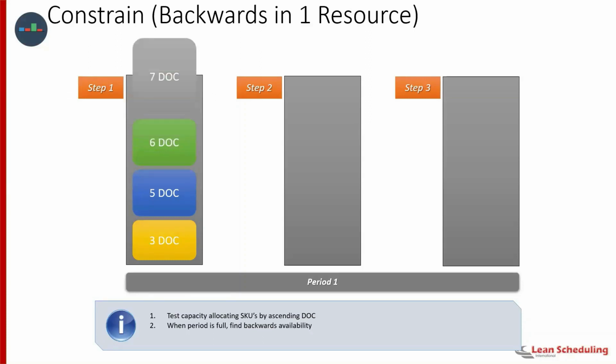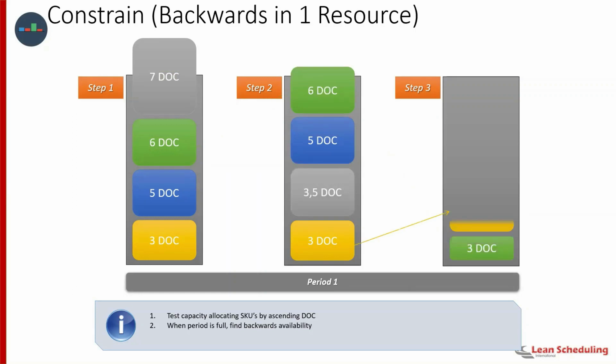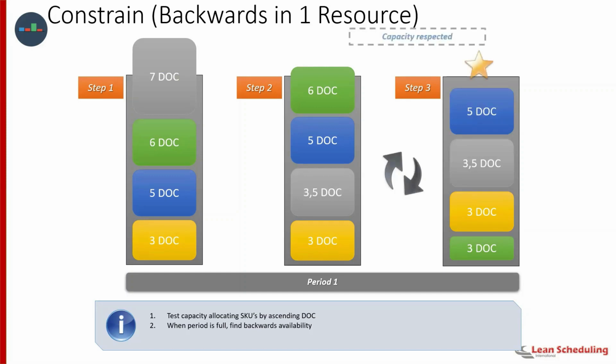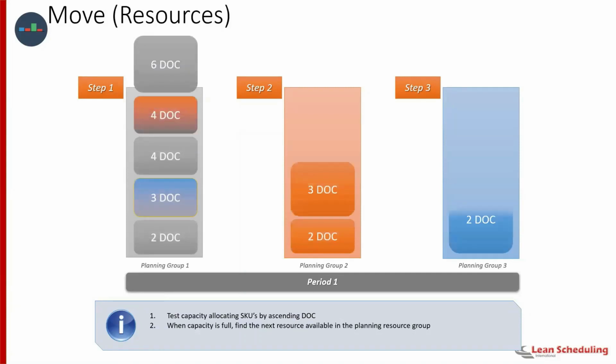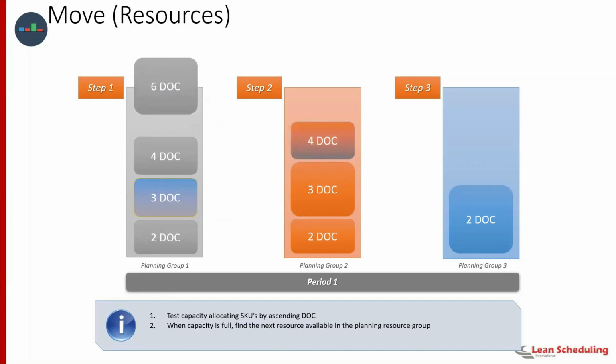This is the Constraint mode. You can see how the Constraint rule is testing only the primary resource capacity and attempting to allocate the MPS in different periods when the current bucket is full. This is the Move mode. You can now see how the Move rule is testing different resources to allocate the demand when the primary resource is full.